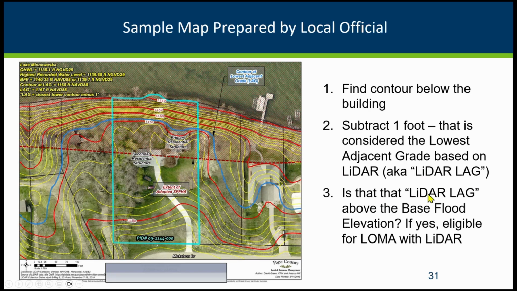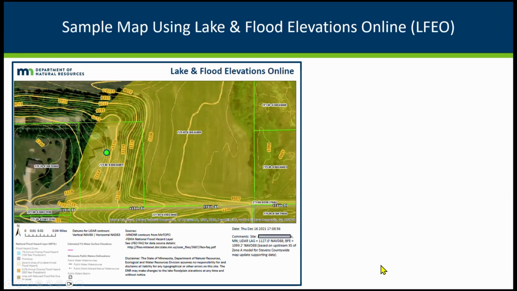So if that LiDAR leg is above the base flood elevation, then they're eligible to get the LOMA just using this map or a similar map and not having a surveyor go out there, which is much better than telling this person they've got to pay a surveyor to prove that they're not right in the floodplain. On our DNR lake and flood elevations online site, we do have the 2-foot contours and the floodplain overlaid.